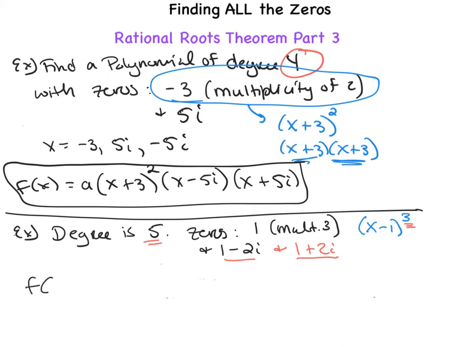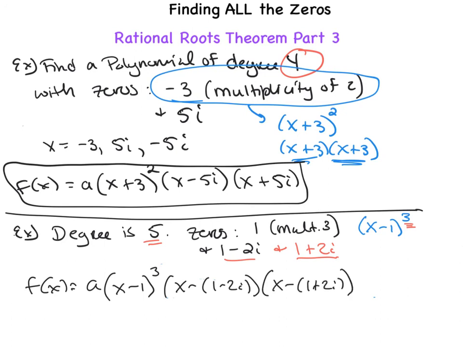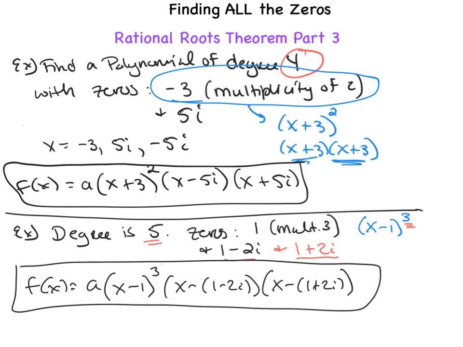So we can write leading coefficient is a, x minus 1 appears 3 times or has a multiplicity 3, x minus 1 minus 2i, and x minus 1 plus 2i. And there is a polynomial of degree 5 with 1 multiplicity 3, 1 minus 2i, and its conjugate 1 plus 2i as all of the zeros.